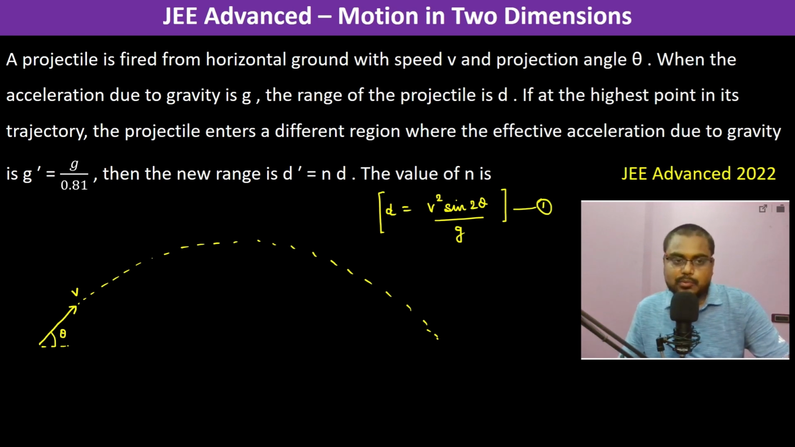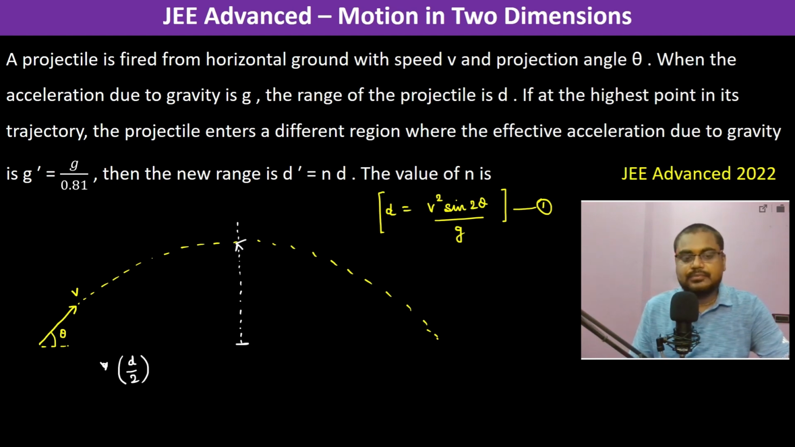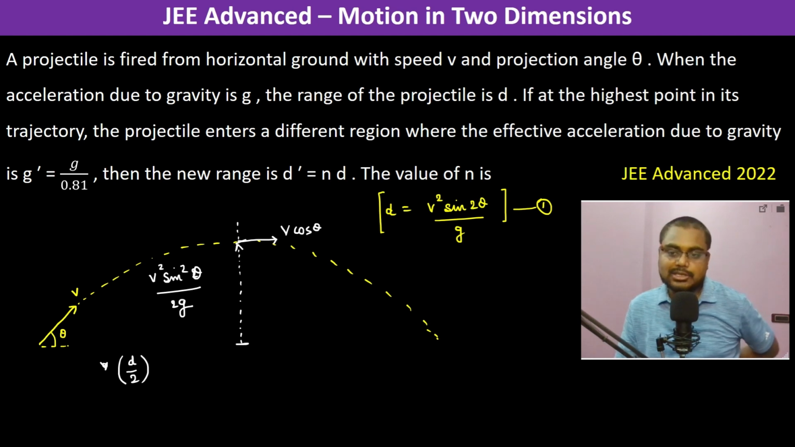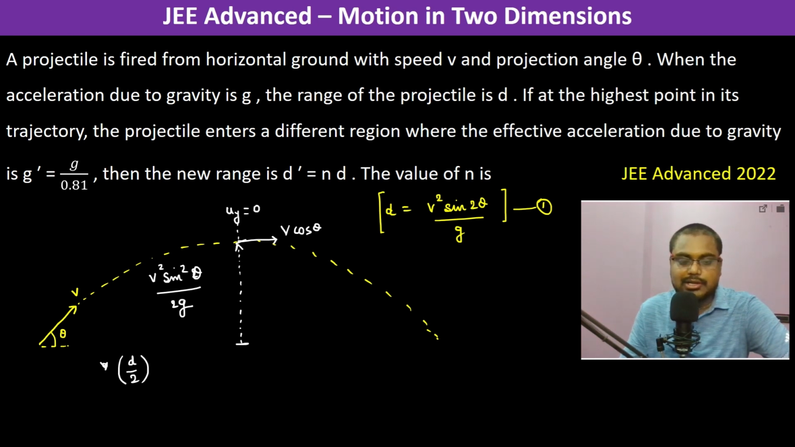ओके, if at the highest point in its trajectory the projectile enters a different region where the effective acceleration due to gravity is g dash equals g by 0.81. तो यहाँ पे which is at the maximum height, तो ऑलरेडी ये कितना कवर कर चुका है, ये ऑलरेडी d by 2 कवर कर चुका है. ठीक है, एंड कितना ऊपर है ये, सो मैक्सिमम हाइट इज v स्क्वायर साइन स्क्वायर थीटा बाय 2g है. ठीक है, अब देखिए यहाँ पे इसका वेलोसिटी है इस डायरेक्शन में v कॉस थीटा, क्योंकि जो वर्टिकल वेलोसिटी है दैट हैज़ बिकम 0. Initial velocity in y direction is going to be 0.